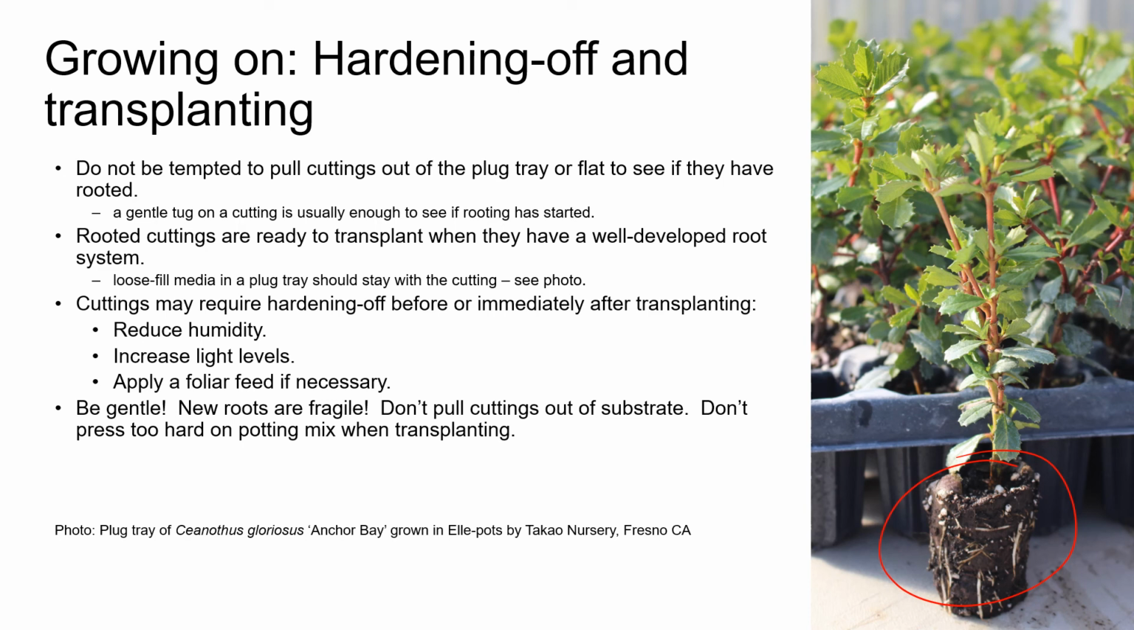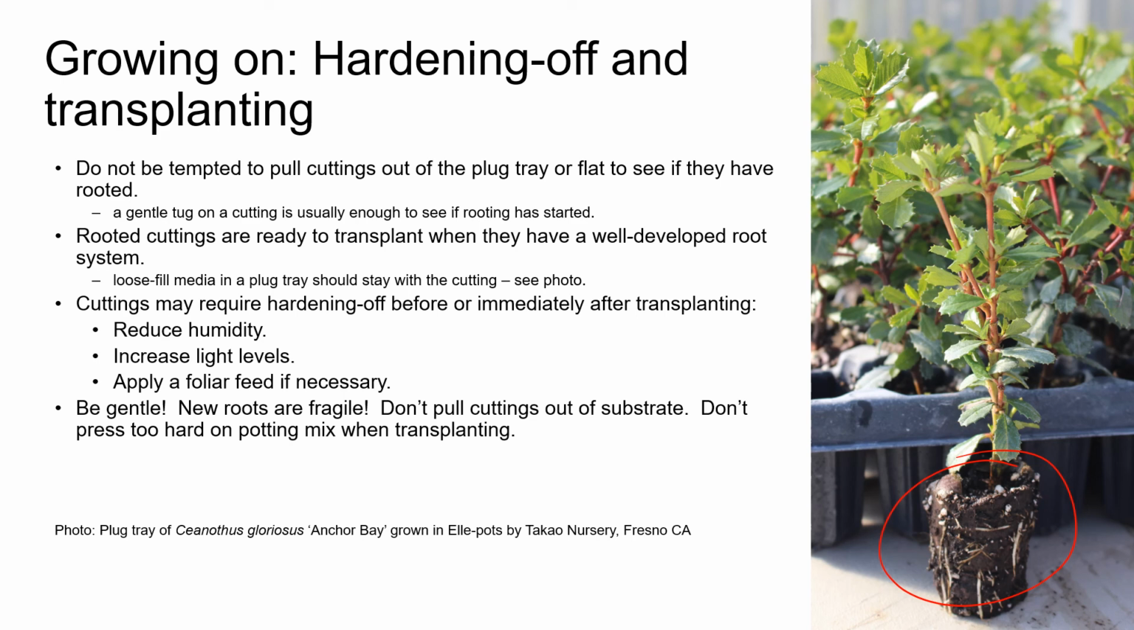Cuttings may require hardening off before or immediately after transplanting. Once the roots have emerged through the epidermis, humidity levels can be reduced and misting frequencies can also be reduced and light levels can be increased. This may all entail moving the cuttings to another greenhouse or hoop house. If the cuttings have been slow to root, a foliar feed may be necessary.